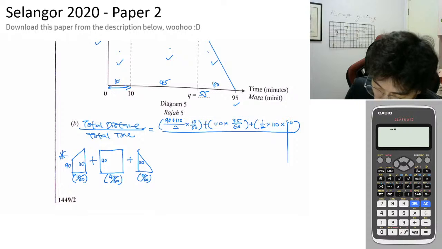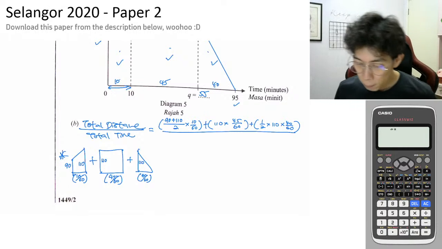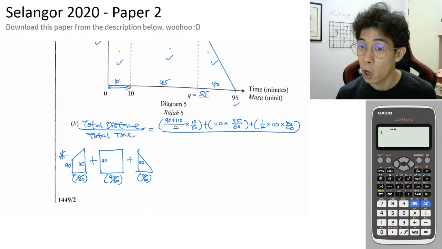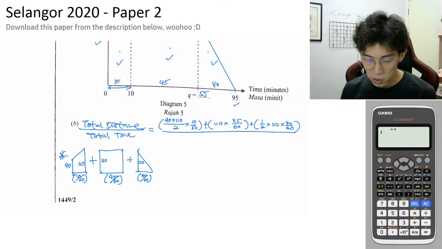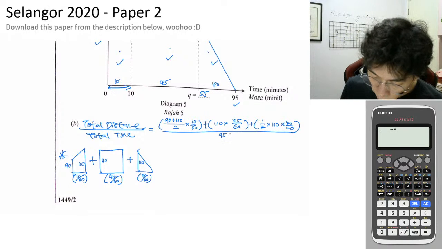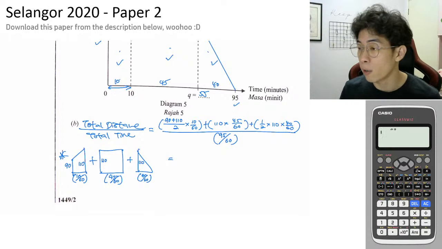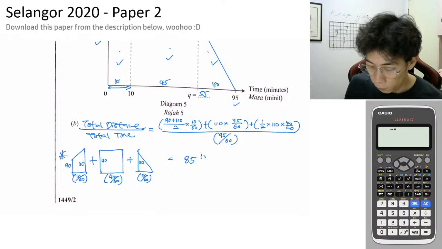Oops. Sorry, my iPad problem. Okay, times 40 over 60. And then you can do the rest already. Okay, but don't forget your total time. How much? Total time is not 95 minutes, so it's 95 over 60. Then of course you can hantam all into your calculator. You hantam everything into your calculator. Your answer is 8515 over 19 km per hour.